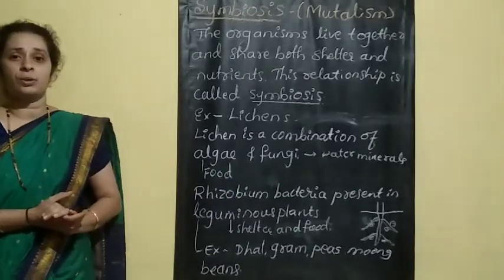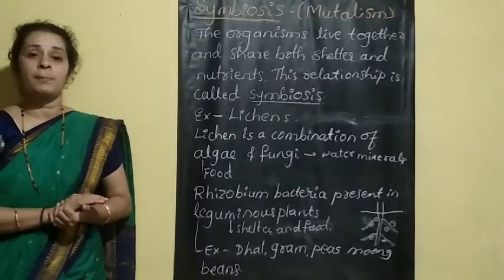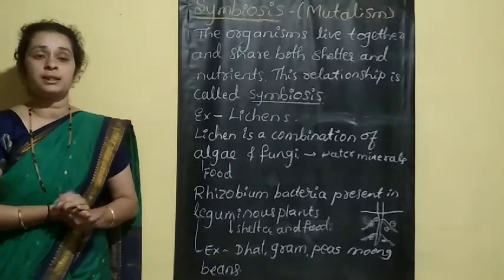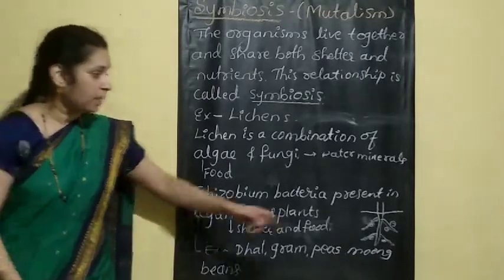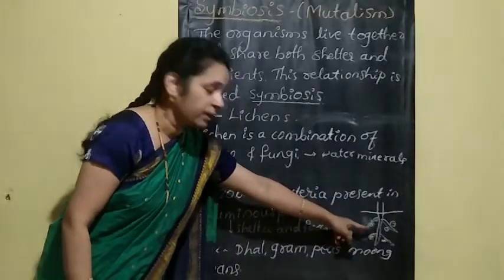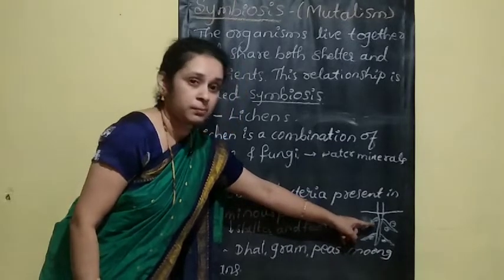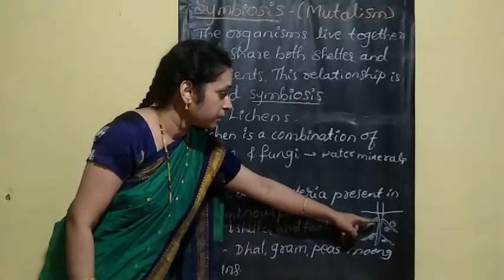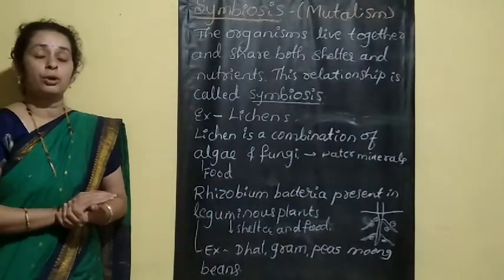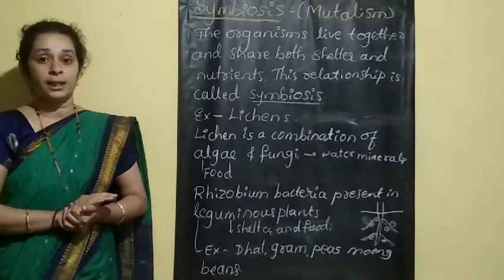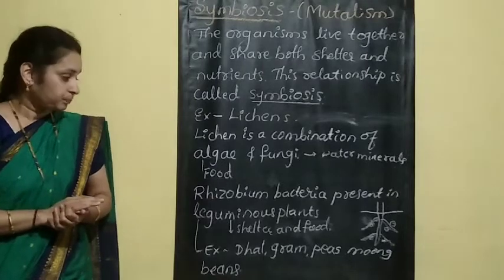Another example I told in the last class was the Rhizobium bacteria. It is a soil bacteria usually present in the root nodules of leguminous plants. For example, consider this is a root of a leguminous plant. In the root, you will come across small nodes. In the root nodules of leguminous plants, these Rhizobium bacteria take shelter.